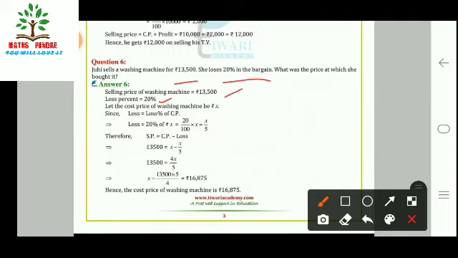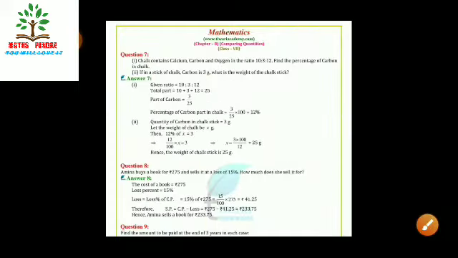Let the cost price be rupees X. Loss percent is given, so loss is equal to loss percent of the CP, which is 20% of X. So 20% of X is equal to X upon 5. As we know, SP is equal to CP minus loss. So putting the value of SP, which is 13,500, the CP as X and the loss as X upon 5, we are making a linear equation in one variable. On solving this equation, the value of X will be 16,875. So the cost price of the washing machine is 16,875 rupees.